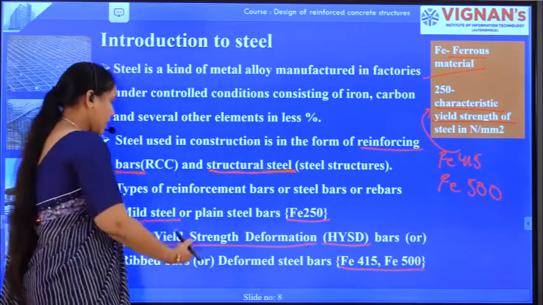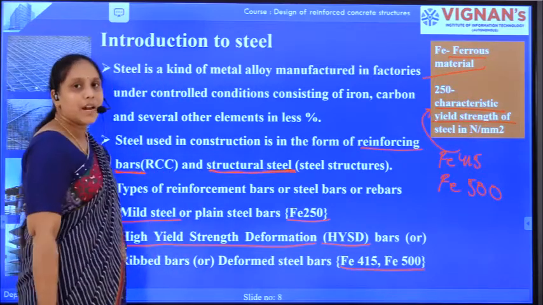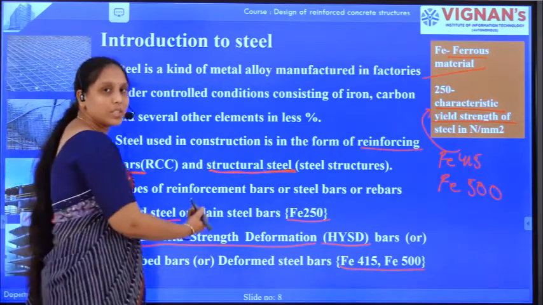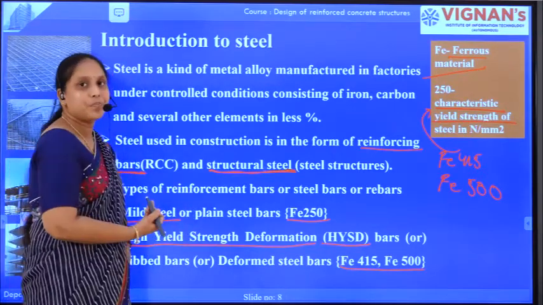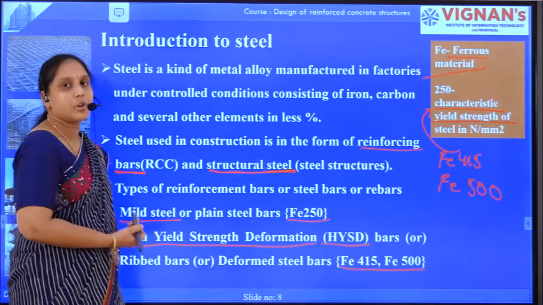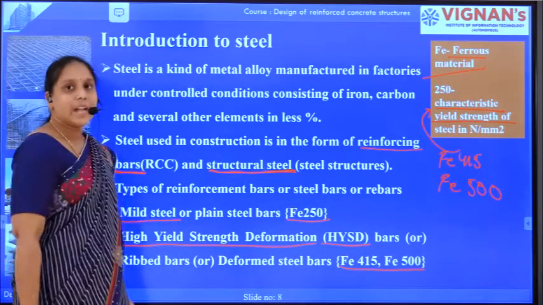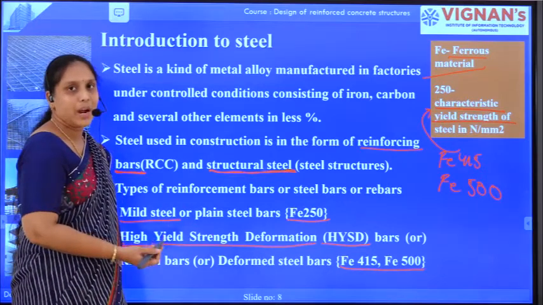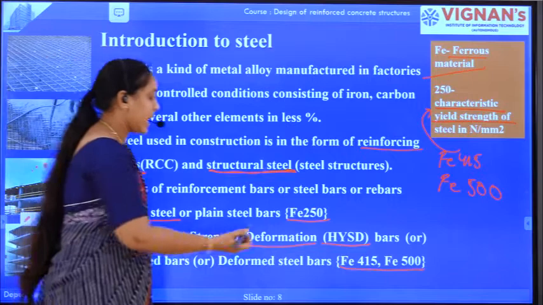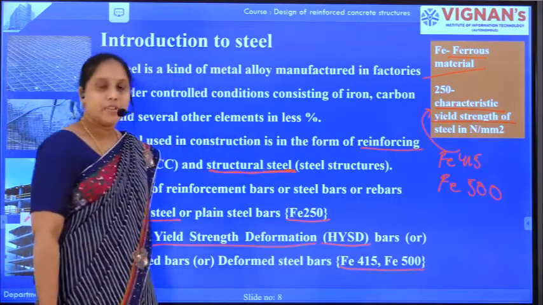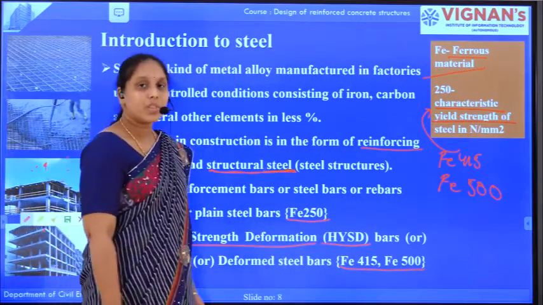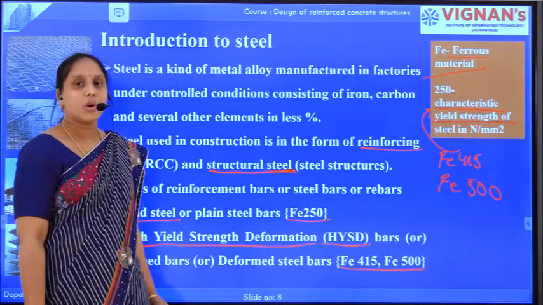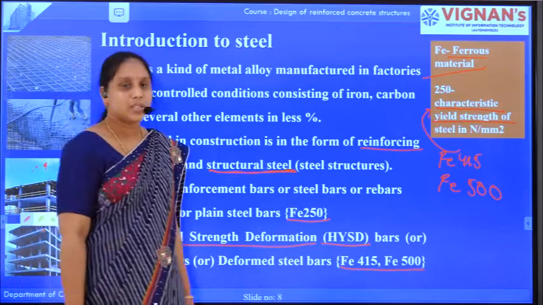So these two are the reinforcement bars we are going to provide in concrete structures. One is the mild steel bars, the grade being designated as Fe250, and the other is the high yield strength deformed bars, called HYSD bars, the grade being designated as Fe415 and Fe500. Now let us see in detail what the mild steel bars are and what the HYSD bars are.